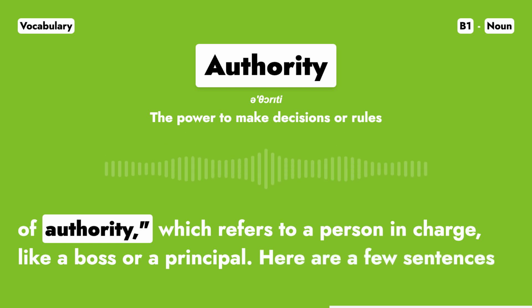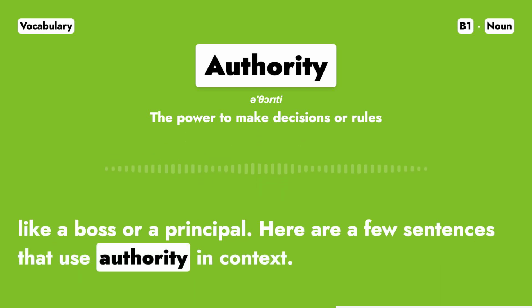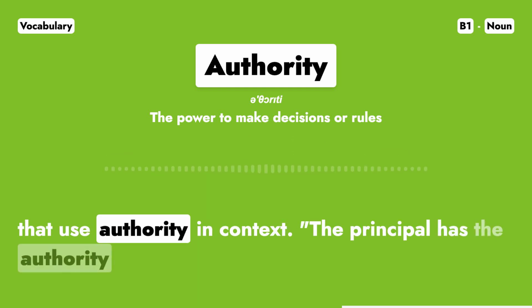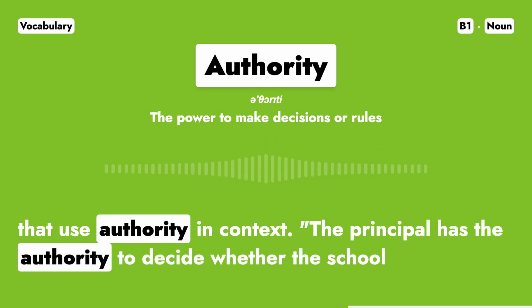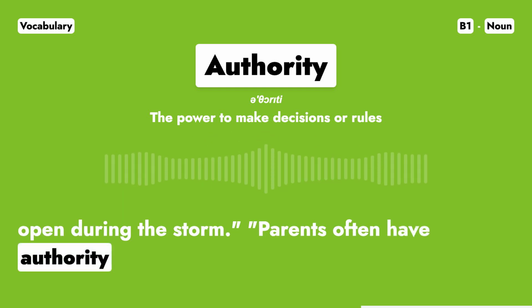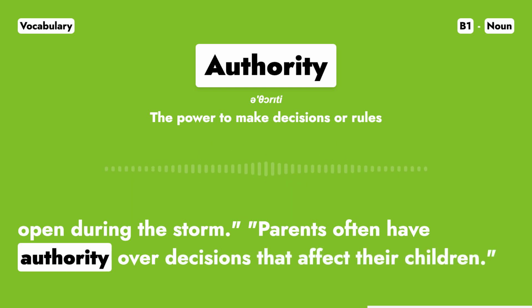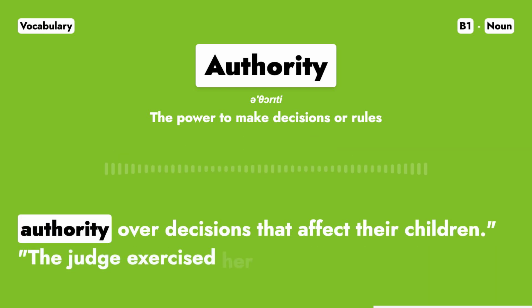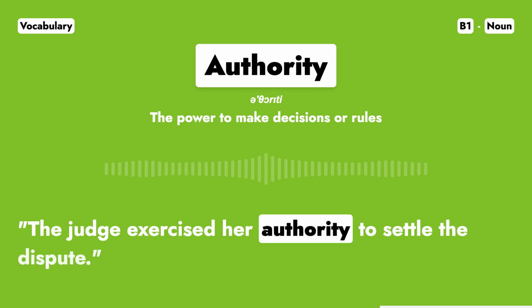Here are a few sentences that use authority in context. The principal has the authority to decide whether the school will remain open during the storm. Parents often have authority over decisions that affect their children. The judge exercised her authority to settle the dispute.